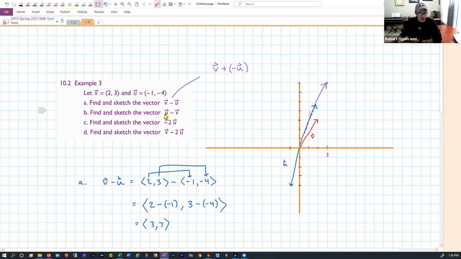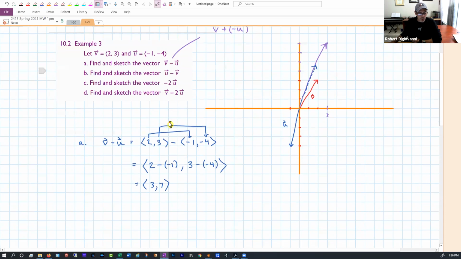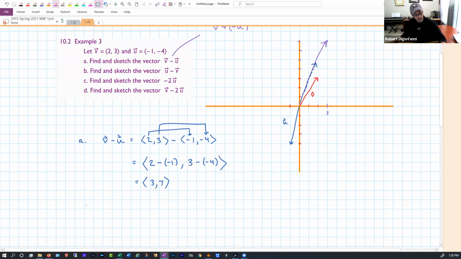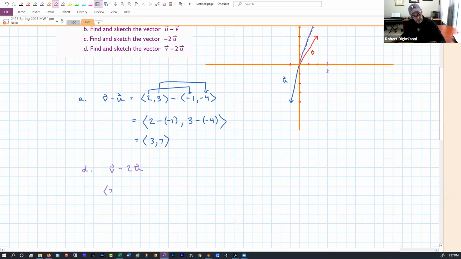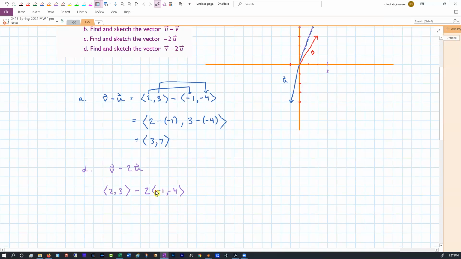I'm going to trust that you could do the next two. I'm going to just go to part D. So finally sketch the vector V, take away 2U. So we're just going to do this algebraically. V is the vector 2, 3. We're subtracting from that 2 times U. U is -1, -4. So what type of multiplication is this? This 2 here in front of this vector. That's a scalar, right? Scalar multiplication, yep.